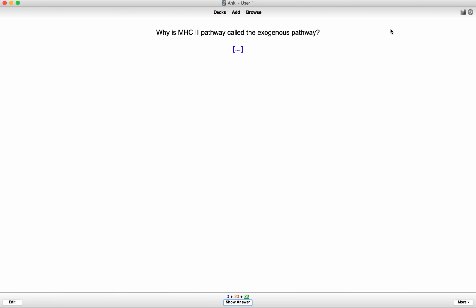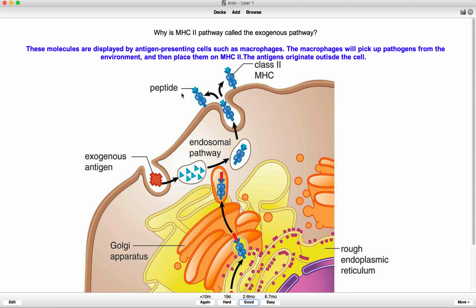Pathogens. MHC class 2 is called the exogenous pathway. Molecules displayed by antigen presenting cells such as macrophages, and these macrophages will pick up pathogens from the environment and place them on MHC class 2. The antigens originate outside of the cell.